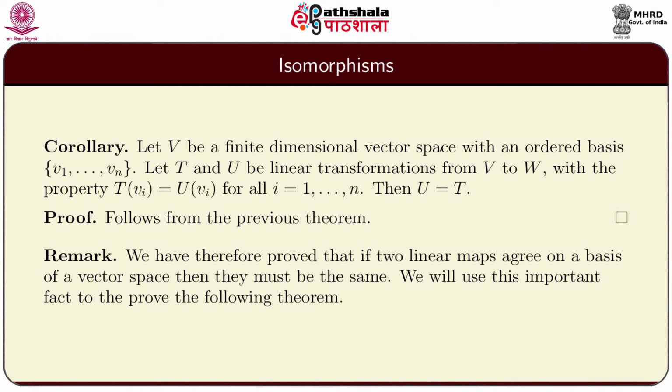We will use this important fact to prove some theorems on the invertibility of a linear map. What we have seen just now is something very interesting about linear maps. If we have a vector space V with an ordered basis, and if we want to define a linear map from V to W, then it is enough to assign values to the basis vectors and then extend it linearly. Well, this takes care of the well-definedness of the map, especially because in a vector space every vector is uniquely expressed in terms of the basis vectors.